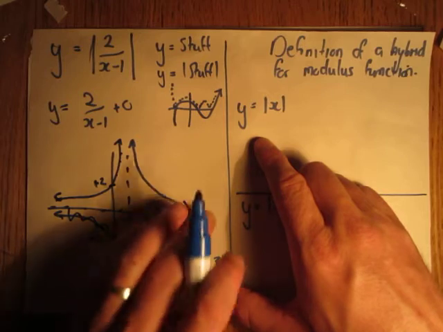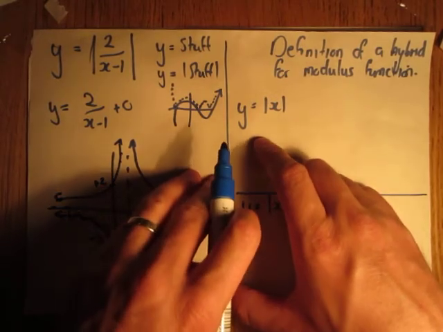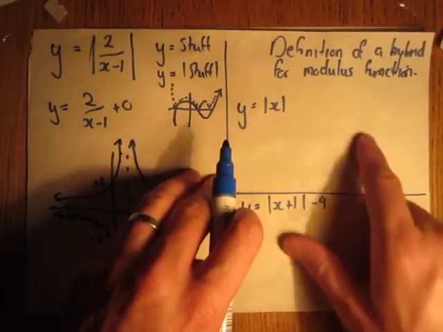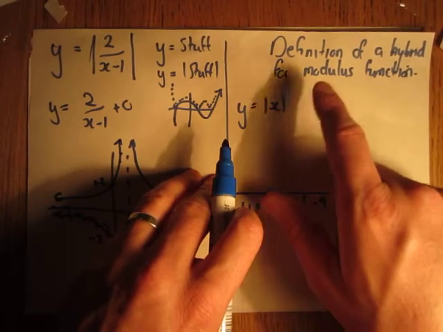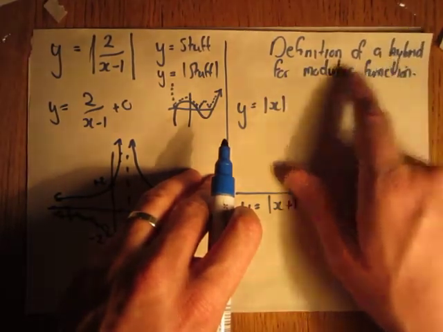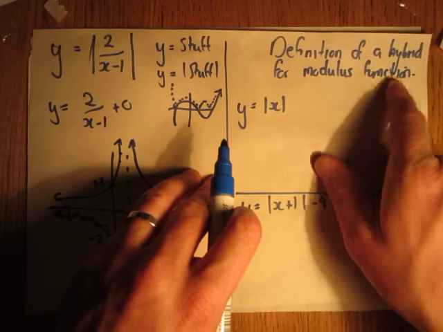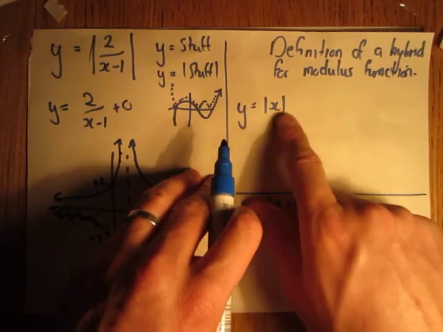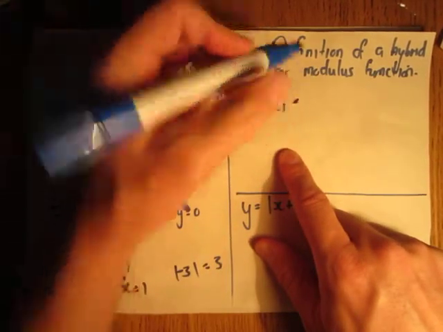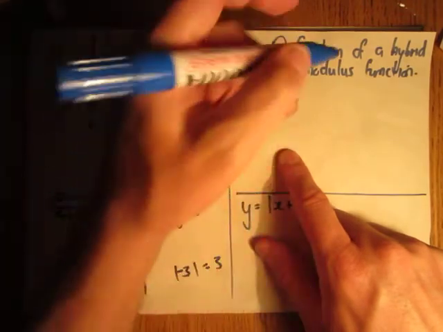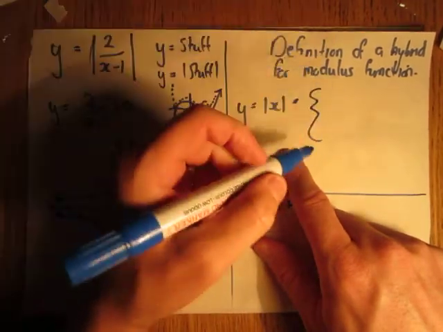The last thing to put into your notes to start off with, and the second video will actually have more examples, is the definition of a hybrid for modulus function. It's a little hard to read there. Now the definition follows like this. You can really write this as two separate functions, and it simply goes like this.